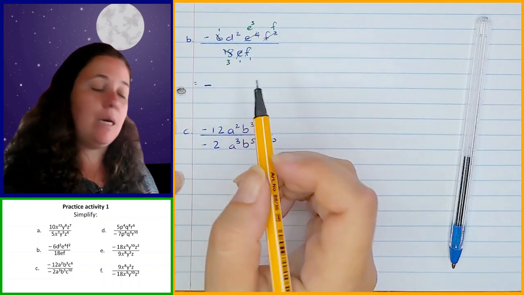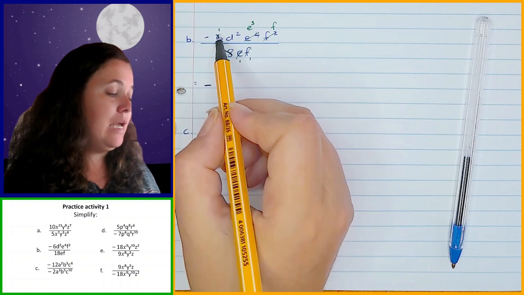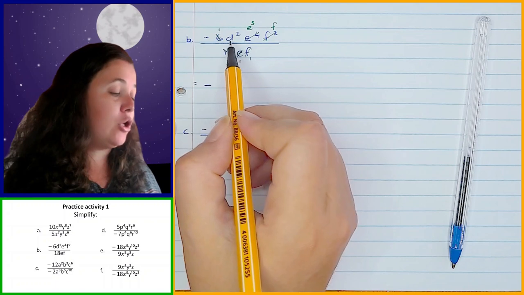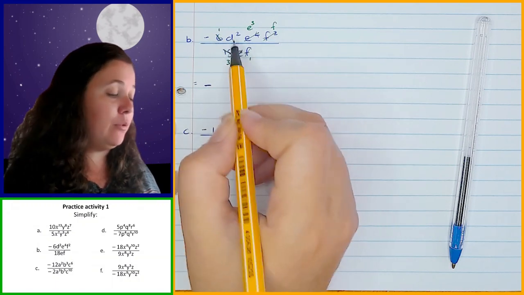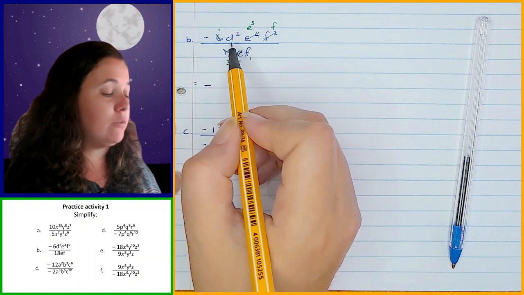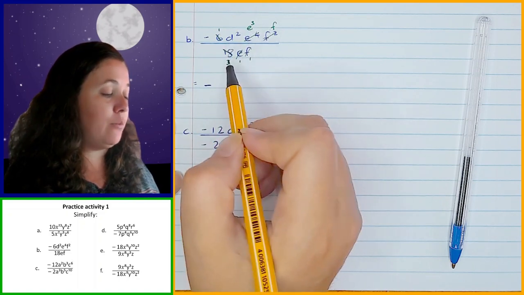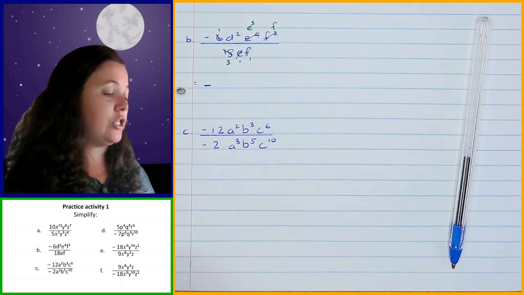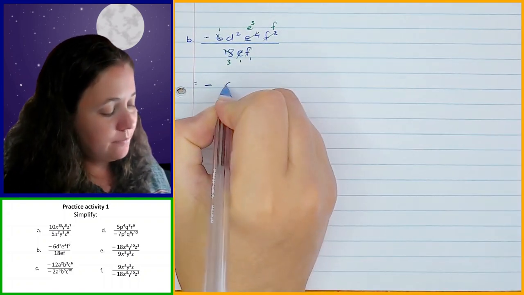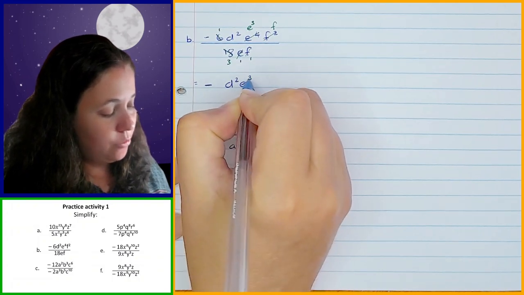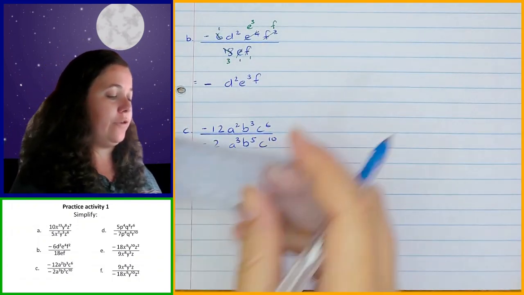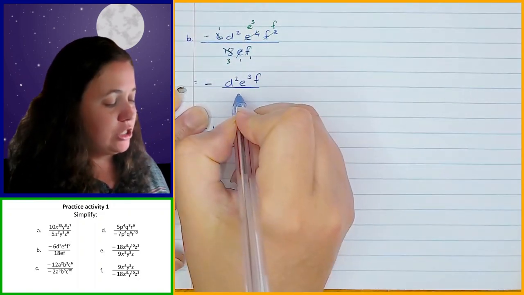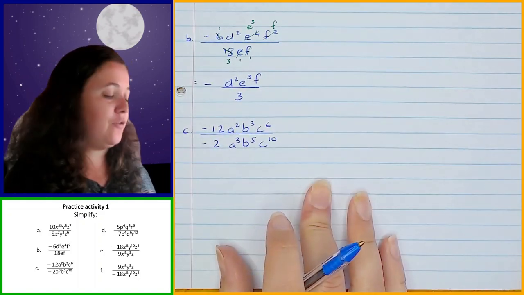So now, what I end up with on the top of my fraction in my numerator, I've got 1 d squared e cubed f. Now, I don't need to write the 1, because when we have variables, we don't worry about writing a coefficient of 1. So I'm just going to write d squared e cubed f. And on the bottom, I do have something to write down, so I will be writing this as a fraction. So this is going to be d squared e cubed f all over, and on the bottom I've got 3 times 1 times 1, which is just 3. So that's what you should get for question B.